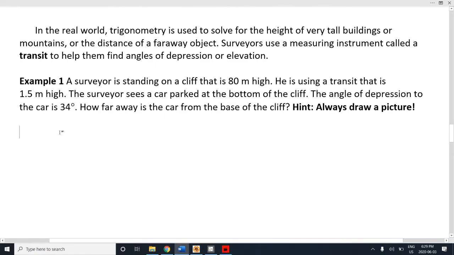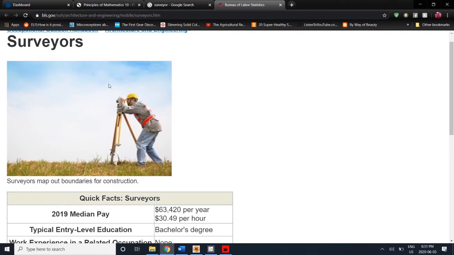In the real world, trigonometry is used to solve for the height of very tall buildings or mountains, or the distance of a very far away object. Surveyors use a measuring instrument called a transit to help them find angles of depression or elevation. You may have seen people outside using these devices before. Let me show you what it looks like. So you may have seen people near or on a construction site looking through this tripod looking thing. And this is not a camera. This is what we call a transit or a clinometer. And it's a device that is used to measure angles so they can calculate the heights and distances of different surfaces or objects.